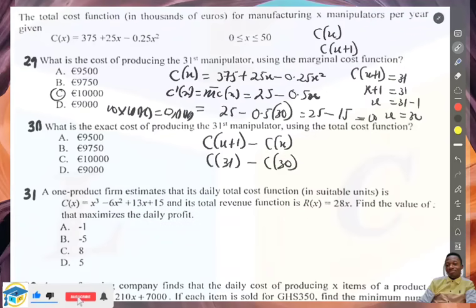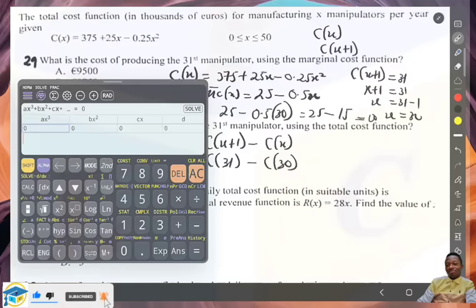All right. So we'll get our cost function on our calculator. I'll go to mode, then complex, and get this off. Here I want to get this function on my calculator. I have 375 plus 25x. At this point, I know that you know how to point X. And we have 0.25 alpha x to the power 2.